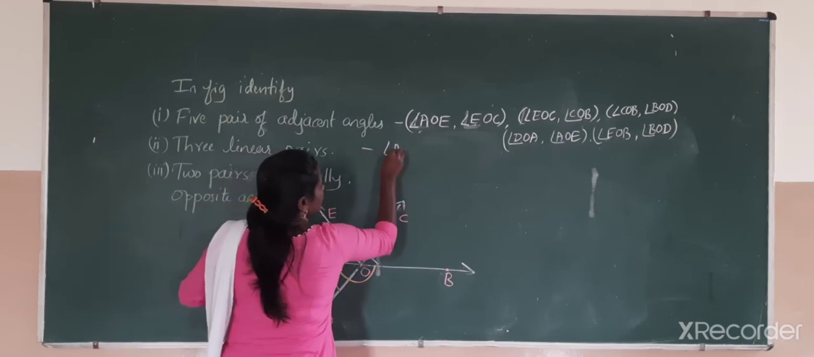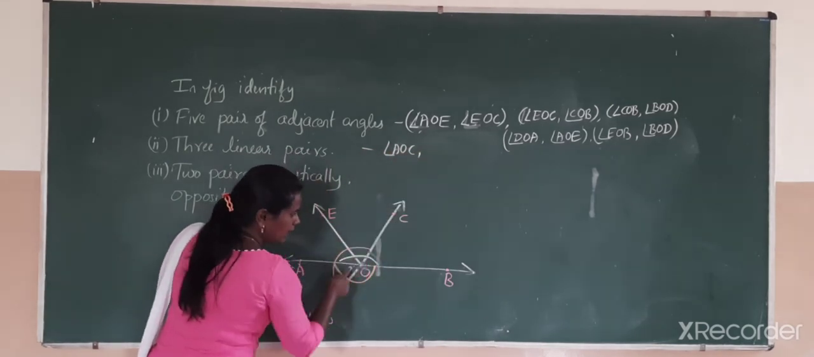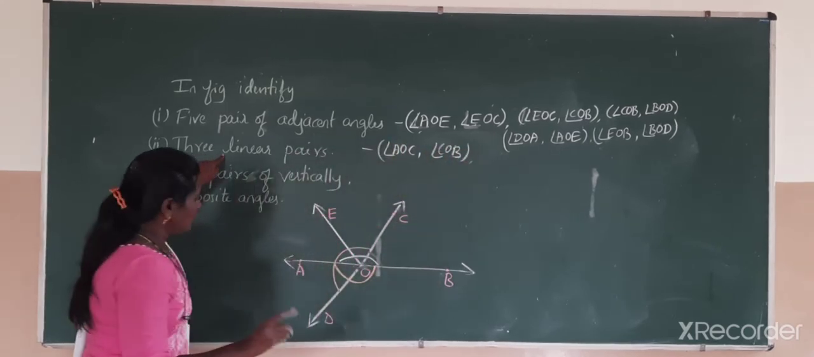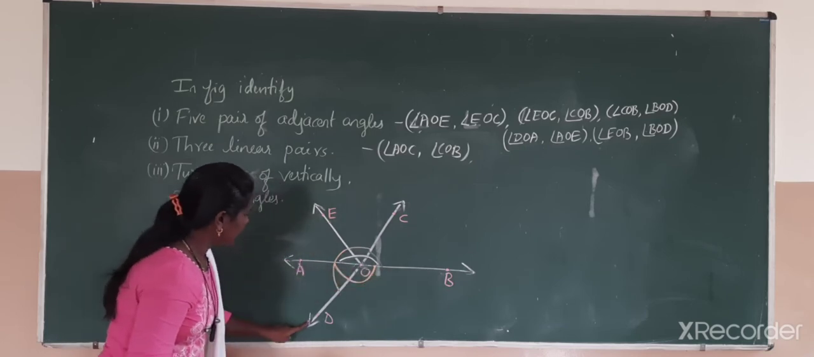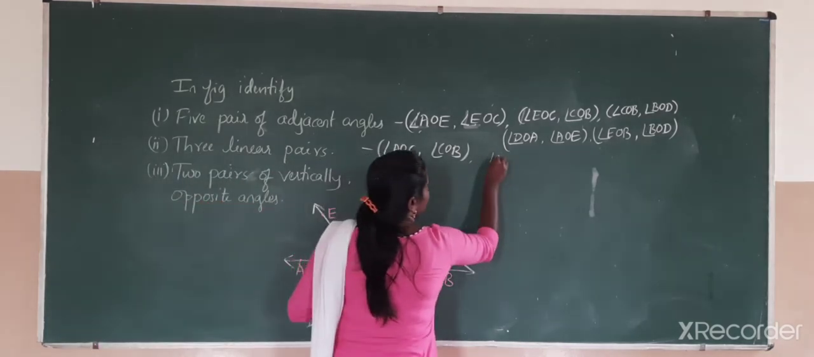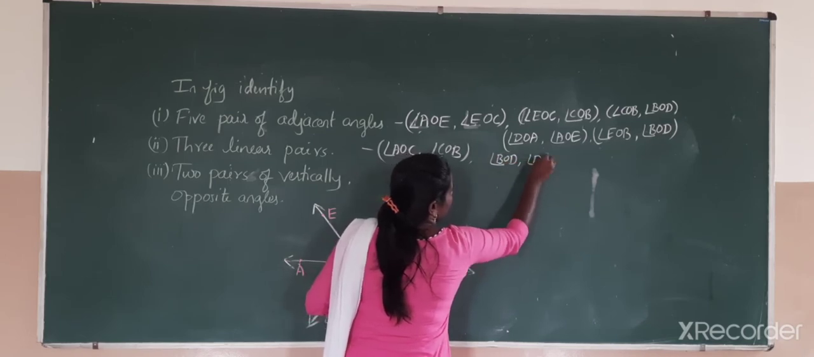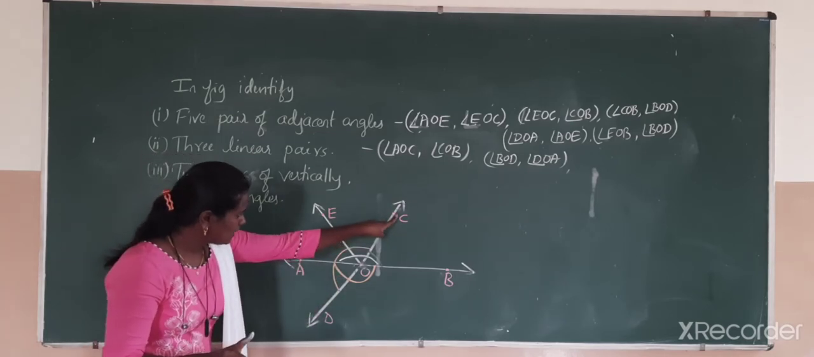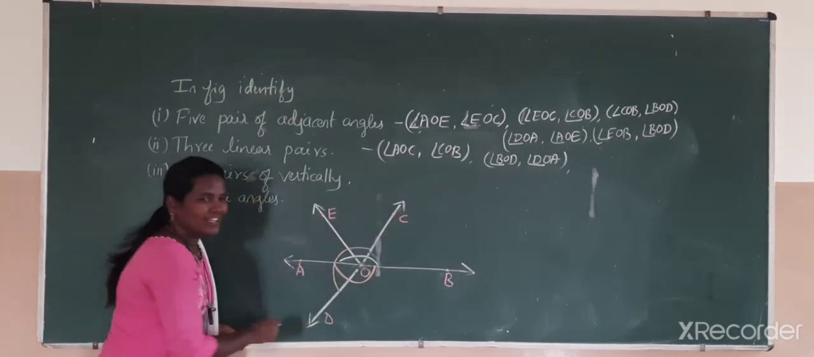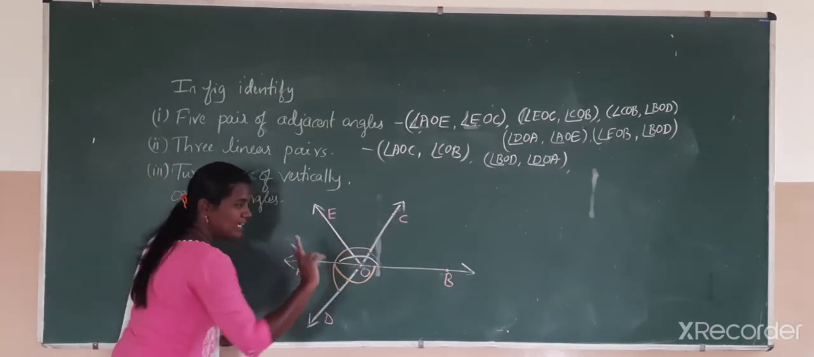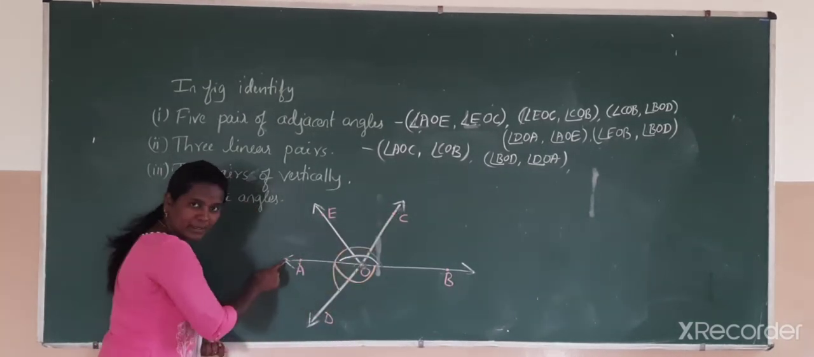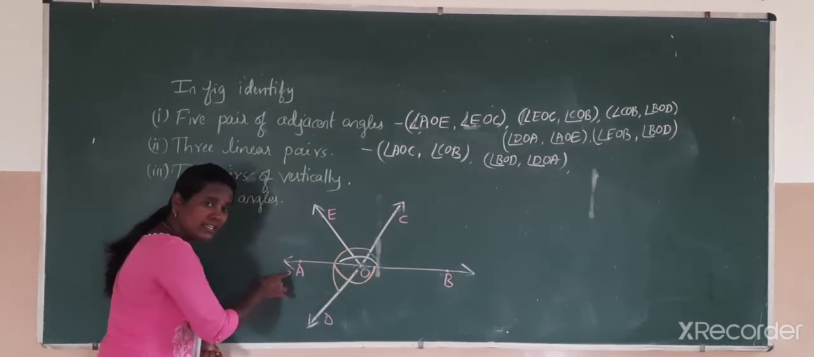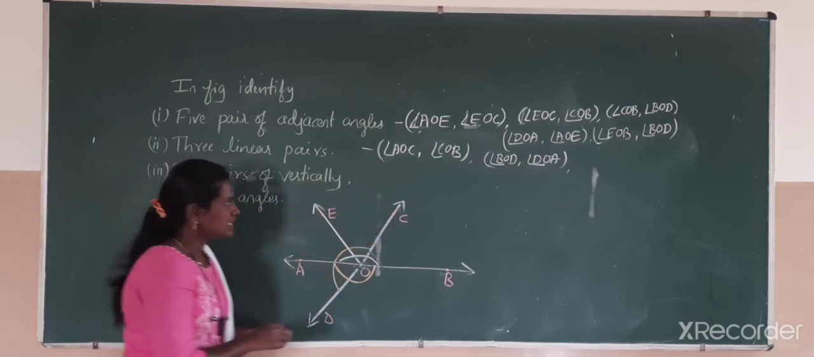Angle AOC, then COB. This is one pair. One more is what? BOD, DOA. One more and one more pair. It is, yes, of course. Don't write COD. It's a straight line, but the pair we have to write is COA, AOD or DOA and AOC. Yes, so let me write.